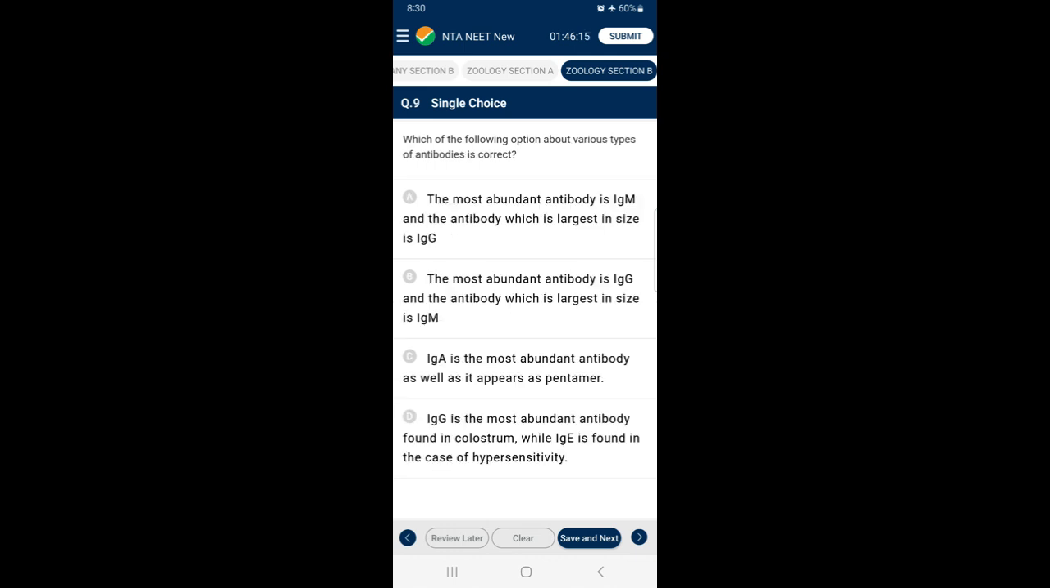Question number 9. Which of the following options about various types of antibodies is correct? There are 5 types of antibodies: immunoglobulin gamma, immunoglobulin alpha, immunoglobulin mu, immunoglobulin delta and immunoglobulin epsilon. Immunoglobulin gamma is the most abundant antibody, 80% of total antibodies produced. It is the only antibody that can pass through the placenta. It is formed in the secondary immune response. So the answer is option B. The most abundant antibody is IgG and the antibody which is the largest in size is IgM.